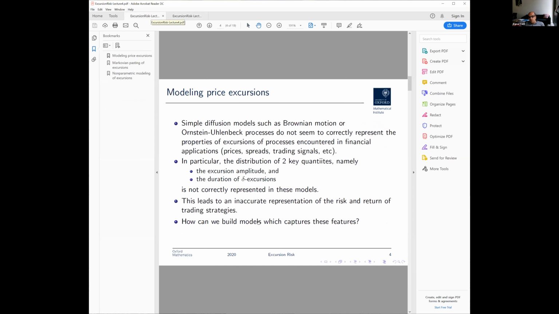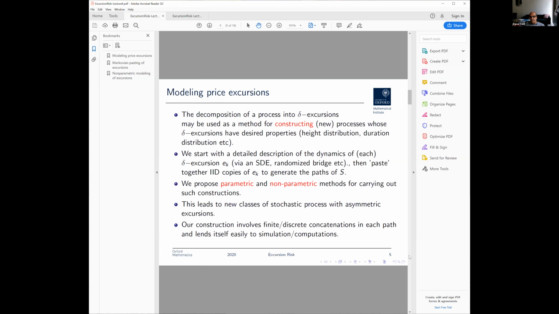Okay. So what we want to do today is see how we can build models which capture these features in particular, but more generally, if I have information on the excursions of a process, say excursion amplitudes, durations, or the joint distributions of these, or more detailed information, can I build a stochastic process which has the correct properties of excursions?